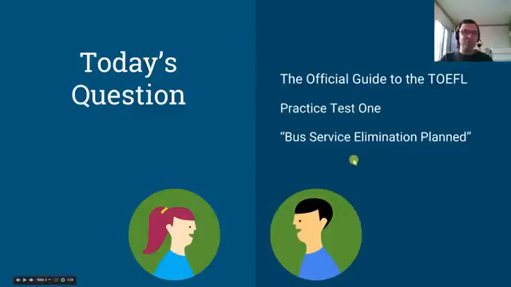The question we're using for practice today is taken from the official guide to the TOEFL. It's from practice test 1 in that guide. You might remember it as the question about the elimination of bus services. Now, I can't give you the actual question here because that's owned by ETS, but don't worry. If you don't have the book, it's okay. I'm going to give you all the notes and information that you need.